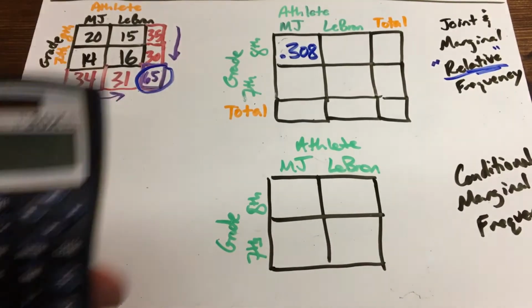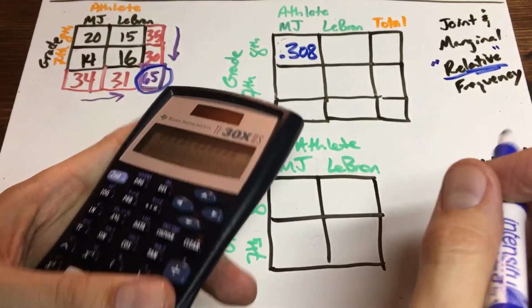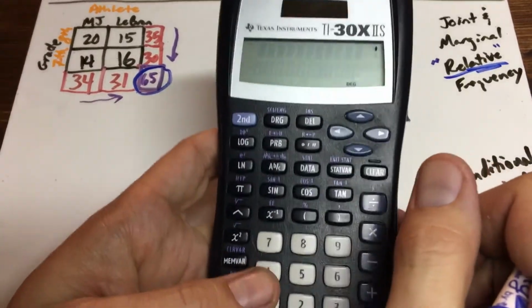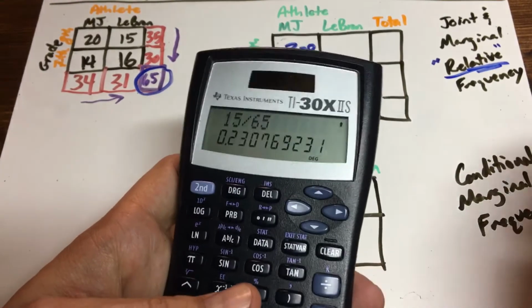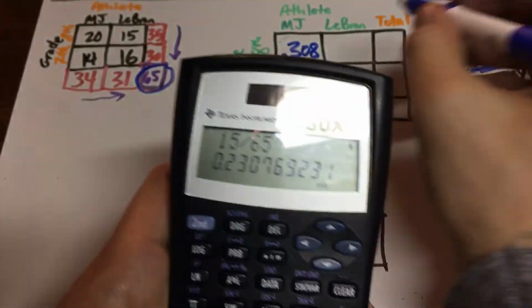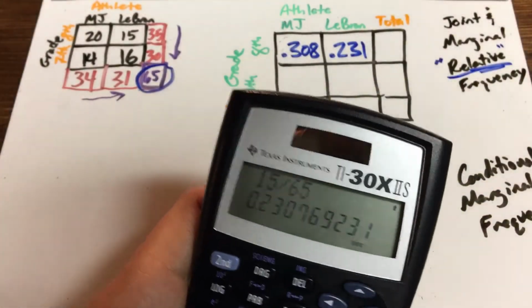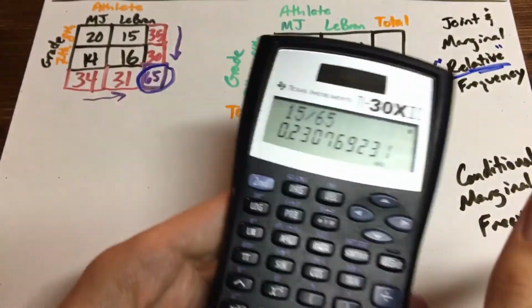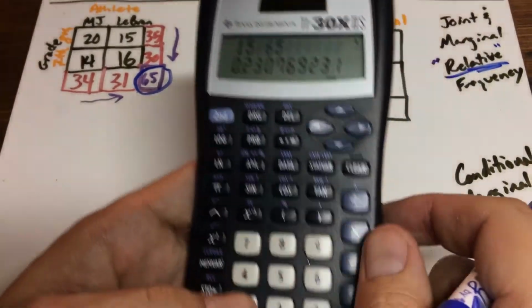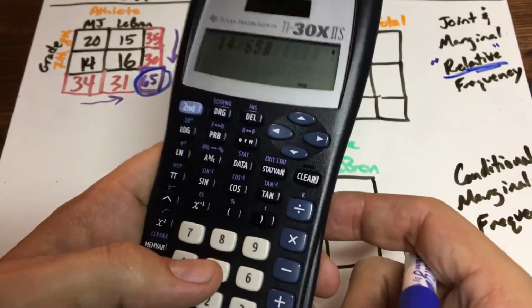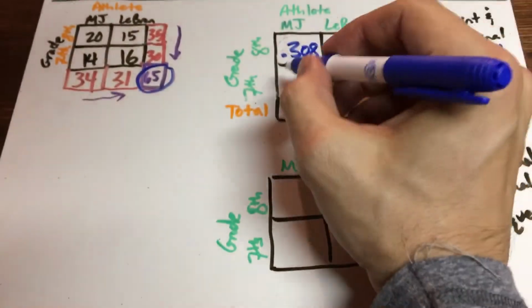For LeBron James, he has a 15 up there in black. I'm going to do 15 divided by the number I circled, 65, the total. 15 divided by 65 for LeBron. So 23%, 23.1 actually, 0.231, voted for LeBron as an 8th grader. And now the 7th graders who picked Michael Jordan is 14. So I'm going to do 14 divided by 65. That's going to give me 21.5% or 0.215. 7th graders.